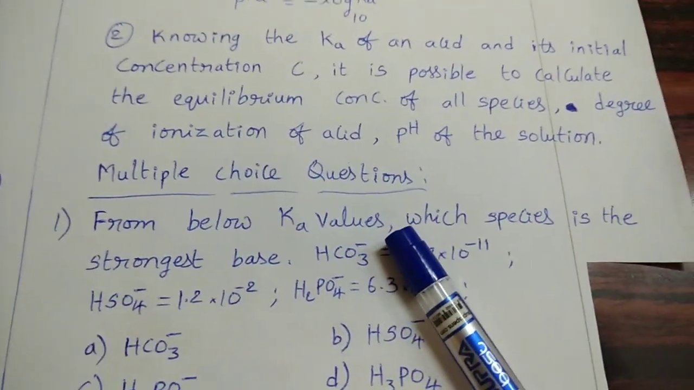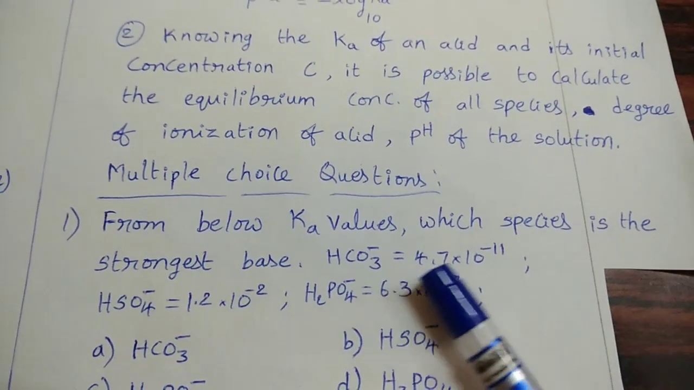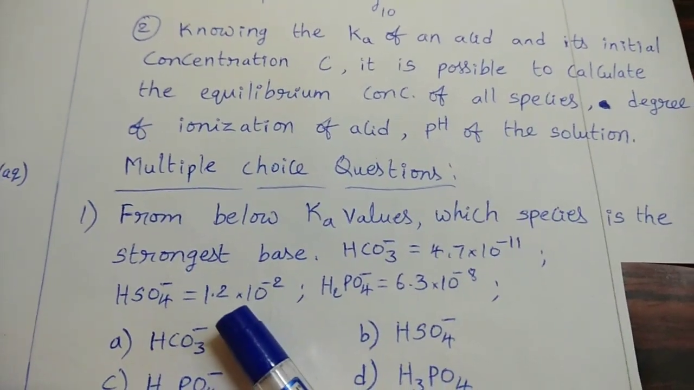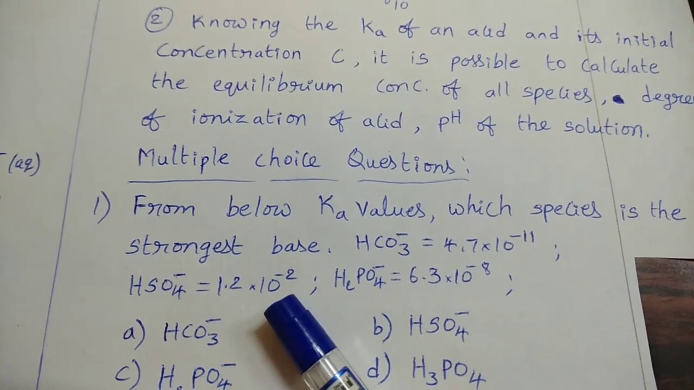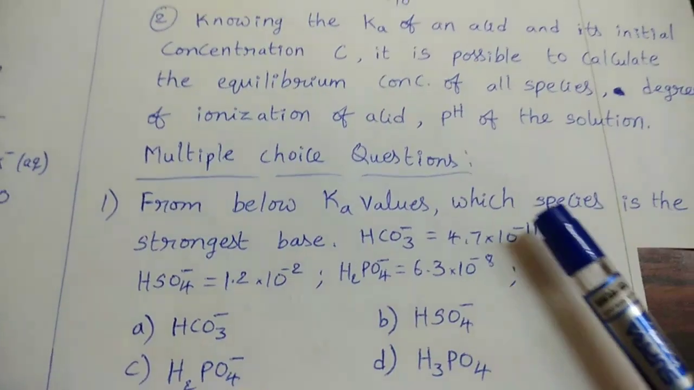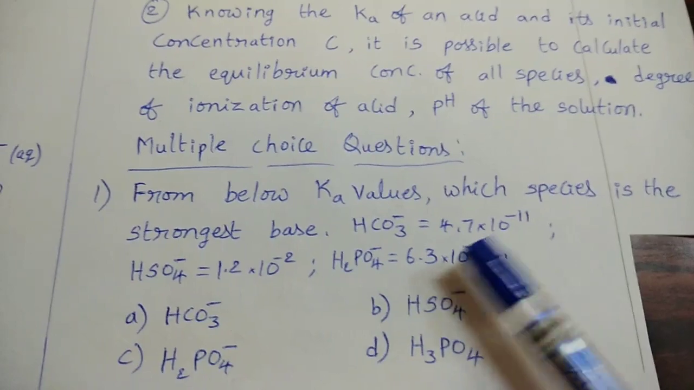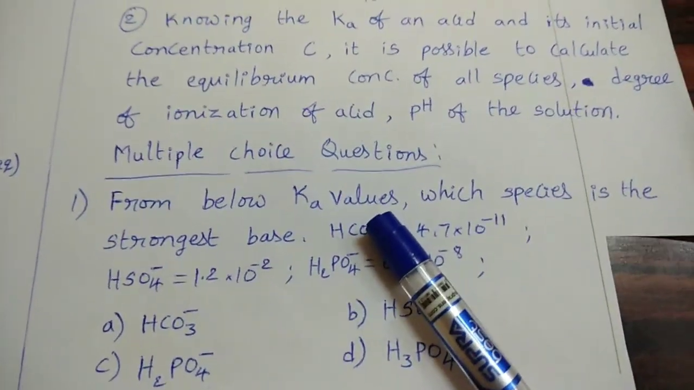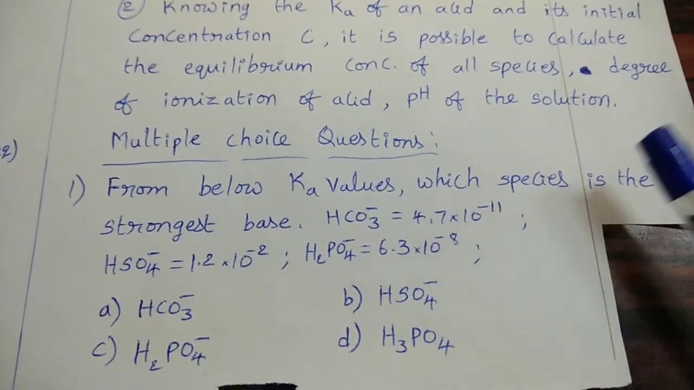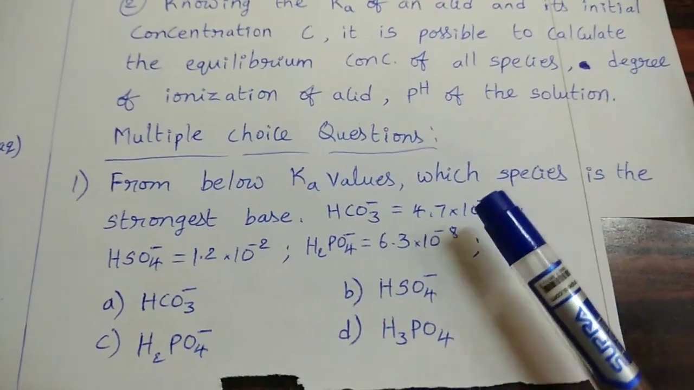From the below Ka values, which species is the strongest base? HCO3 minus equal to 4.7 into 10 power minus 11. HSO4 minus, Ka value 1.2 into 10 power minus 2. H2PO4 minus, 6.3 into 10 power minus 8. Three different ions are given, their Ka values are also given. Just now we completed: Ka value is more, that particular species is more acidic in nature. Ka value is less, that particular species' acidic character is less.